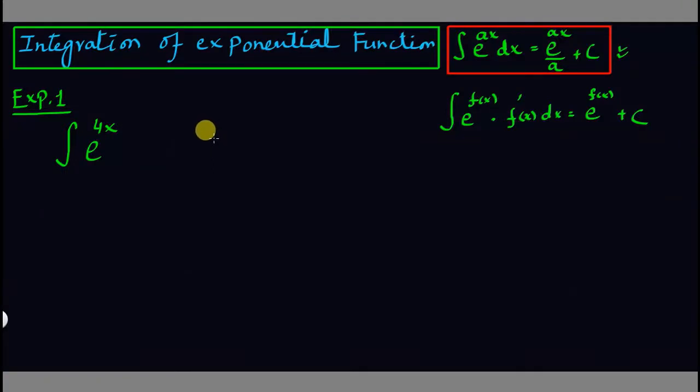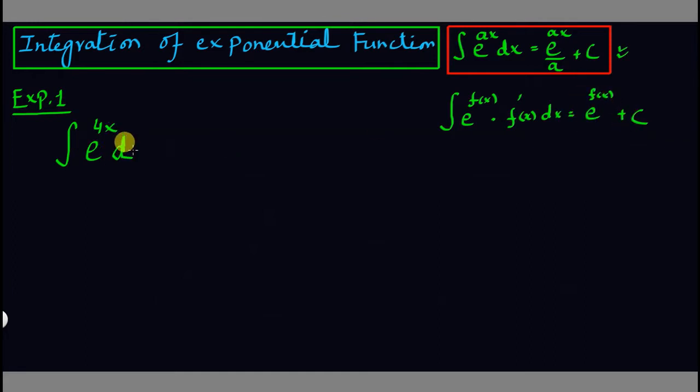Now we will discuss the integration of an exponential function. The two formulas are given here. Number one is the integral of e raised to power ax dx is equal to e raised to power ax over a plus c, and similarly if you have e raised to power some function f of x and then f dash of x dx, then the answer will be e raised to power f of x plus c.